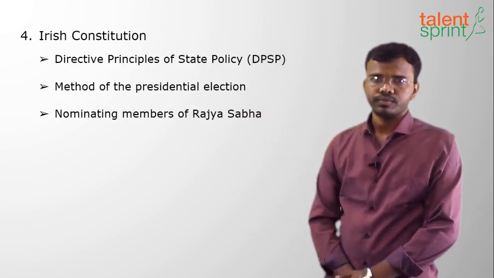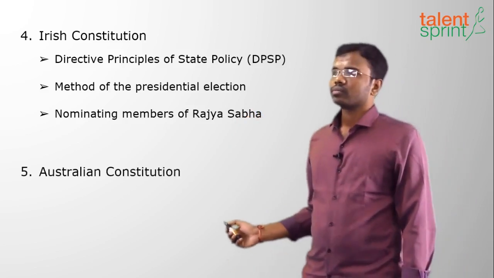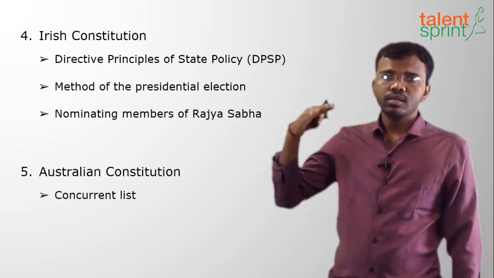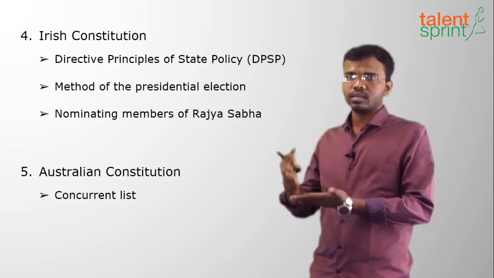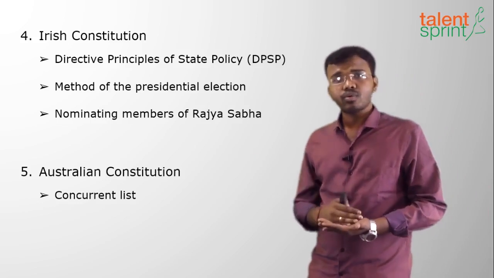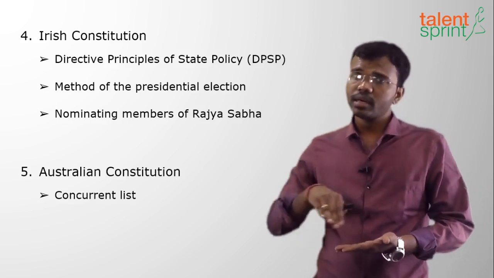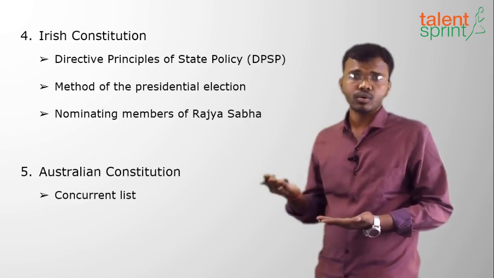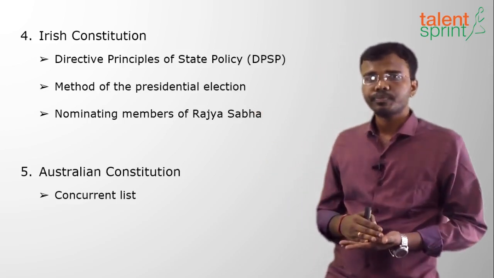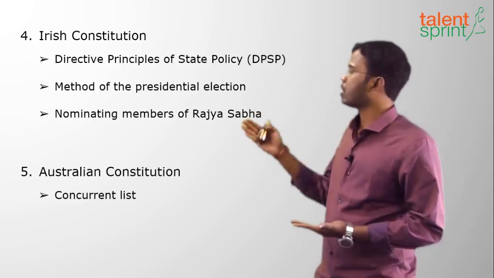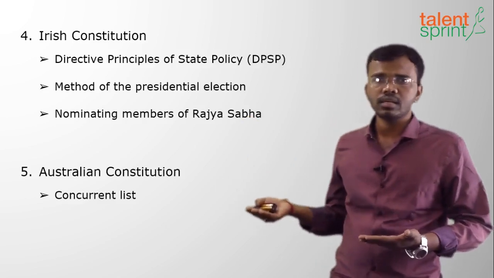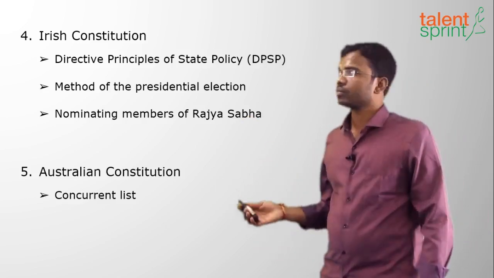Next is Australian Constitution. So from Australian Constitution we have taken concurrent list. So what do you mean by concurrent list? We have three lists: union list, state list and concurrent list. That is called federal scheme. Okay. So union list means the union government has exclusive power to make laws. State list means the state legislature has exclusive power to make laws. The concurrent list means both union and state governments have powers to make laws. So that concurrent list we have taken from Australian Constitution. If I don't mention any item in these three lists, that comes under residuary powers.